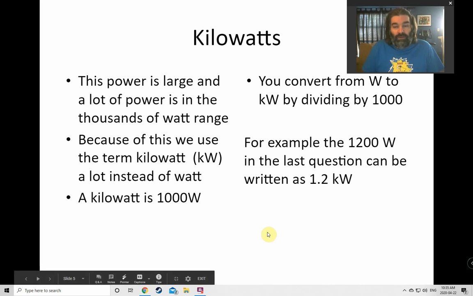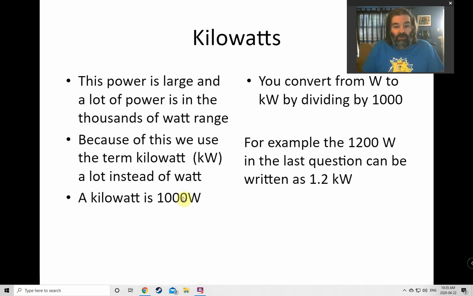So kilo in metric means 1,000. So every time you put a K in front of something, it means 1,000. Like kilometer is 1,000 meters. Kilogram is 1,000 grams. Kilowatts are 1,000 watts. The way you convert from watts to kilowatts is dividing by 1,000. So for example, the last question, we can write that instead of as 1,200 watts, as 1.2 kilowatts. And when we start looking at electricity on a larger scale, you look at kilowatts, not watts, because one light bulb can be 100 watts.